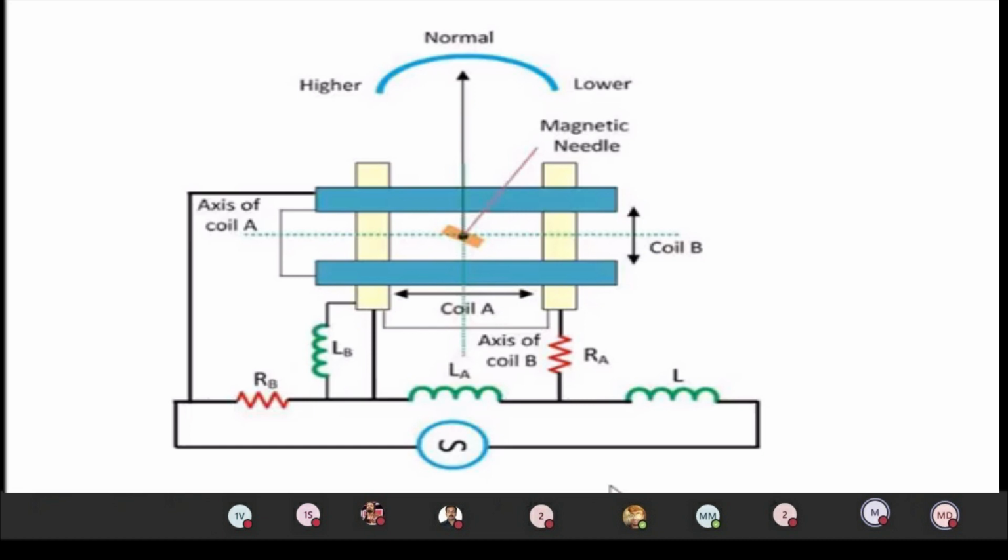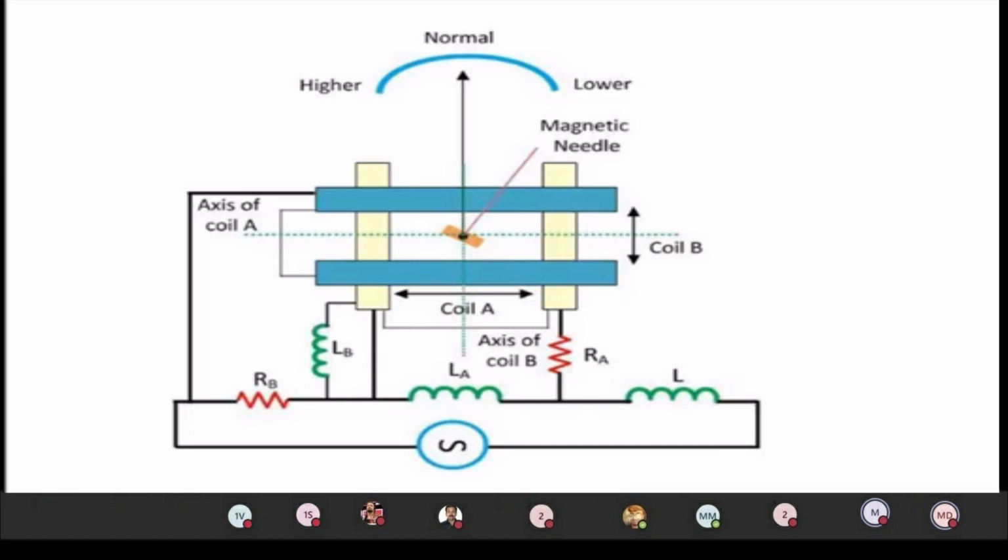So during the lower frequency, coil B has more impedance when compared to coil A. So the current flowing through coil B will be less when compared to coil A. So coil A produces a stronger magnetic field when compared to coil B. In this case, the needle automatically moves towards the right hand side, indicating the lower frequency. In this way, we can measure the frequency, whether it is in normal condition or higher or lower frequency. So this is the working of the Western frequency meter.